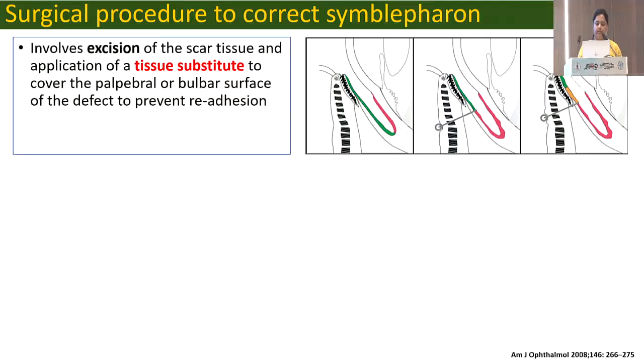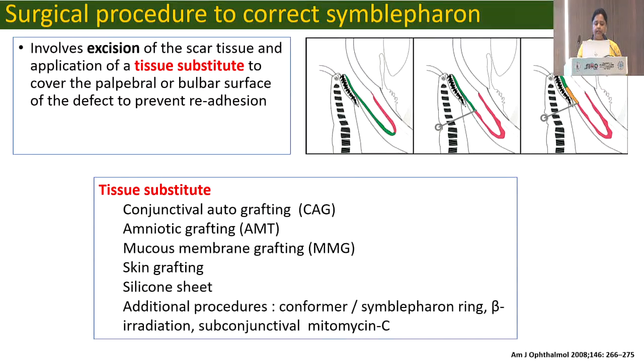The principle involves excision of the scar tissue followed by application of a tissue substitute to cover the palpebral or bulbar surface. The tissue substitutes in practice are conjunctival autograft from the other eye, amniotic membrane, mucous membrane grafting, skin grafting, and silicone sheet. Additional procedures include a conformer or symblepharon ring, beta irradiation, which is not very useful in practice, and subconjunctival mitomycin C, which we use in very severe cases with a severe scar and in recurrent cases.